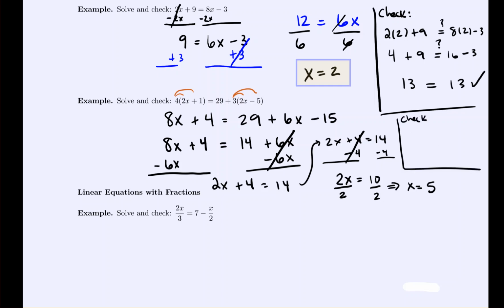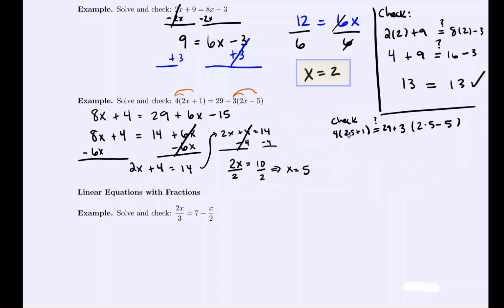I'm going to plug 5 back into the original expression and see if I get the same on both sides. 4 times 2 times 5 plus 1, is that equal to 29 plus 3 times 2 times 5? Now 2 times 5 is 10, plus 1 is 11, so that's going to be 4 times 11 on the left side. Is that equal to 29 plus 3 times 2 times 5, which is 10, minus 5, resulting in 5? 4 times 11 is 44.